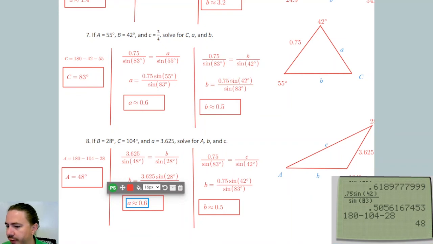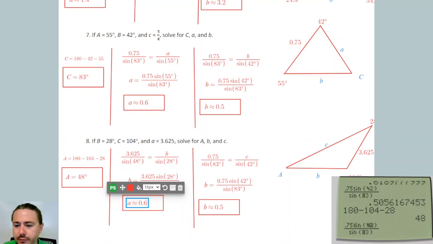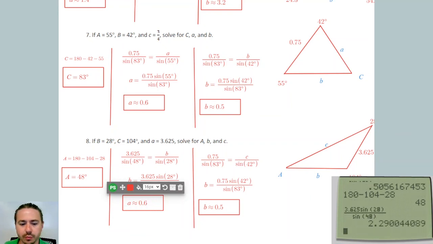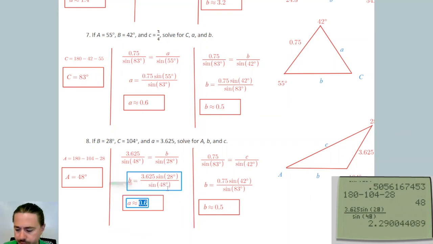Lost my calculator. There it is. Okay, so let's go ahead and type it in. 3.625 times the sine of 28 divided by the sine of 48, which is the angle measure we just found. So we get about 2.3 for side B.